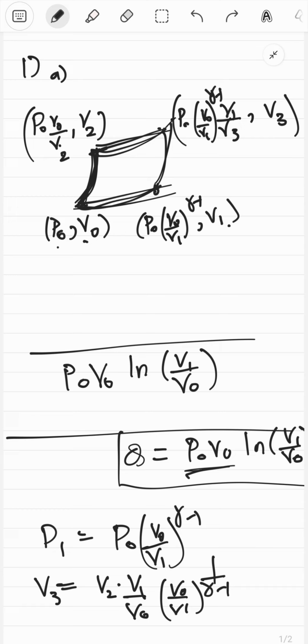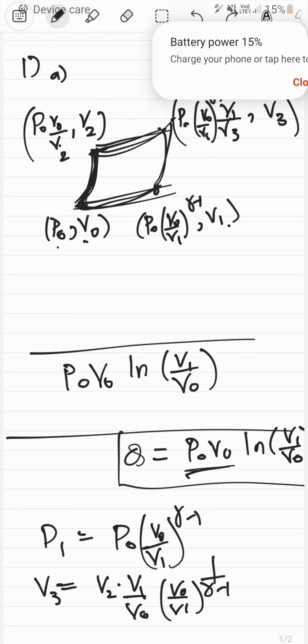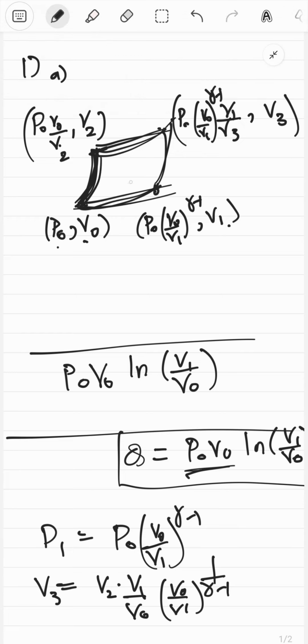Wow, that's amazing. Wow, indeed. Anyway, the work done in these processes is just the negative of the heat. So we didn't really have to do any of this, but in any case you just have minus p naught v naught natural log of v1 upon v0.